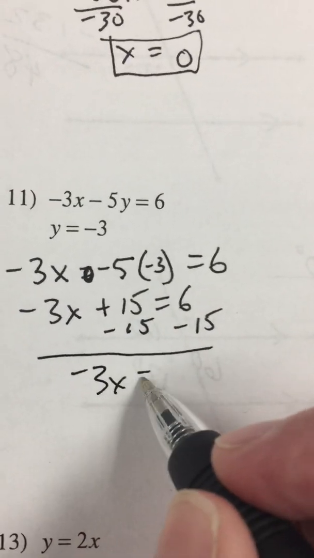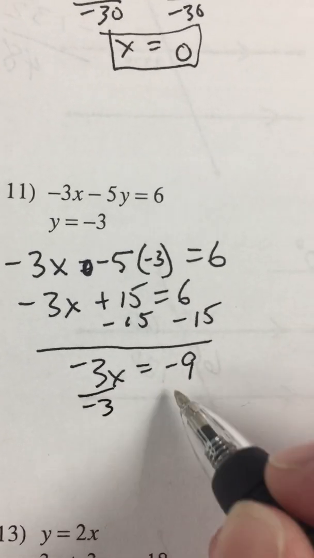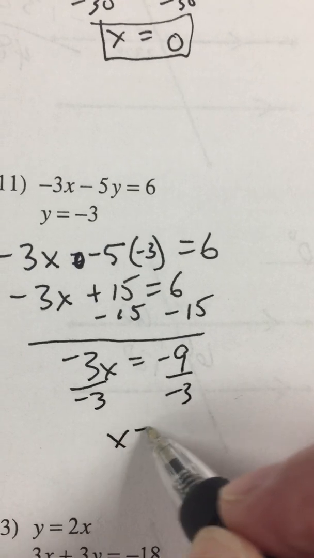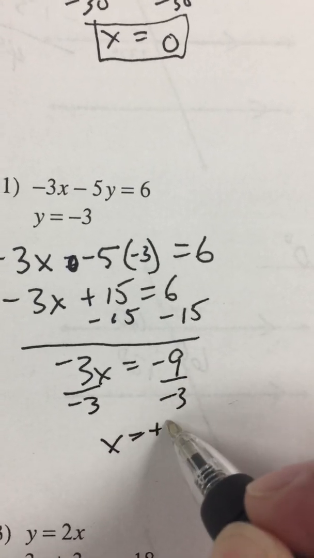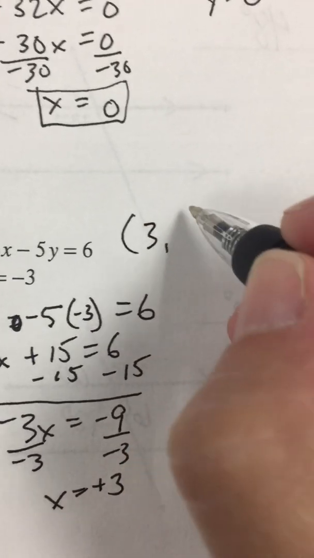Negative 3x is equal to a negative 9. Divide by negative 3, divide by negative 3. X is equal to, this is a positive 3. So x is 3 in this one. So now all I got to do is find the y number that goes when x is 3.